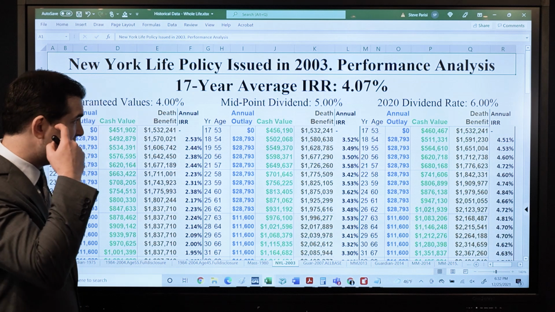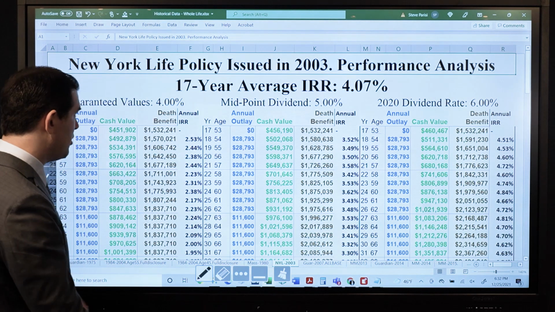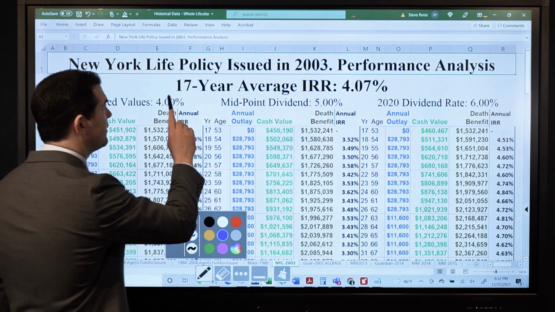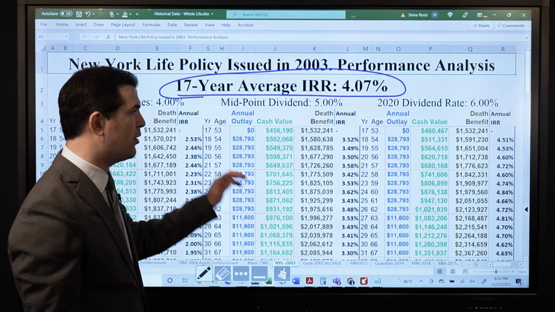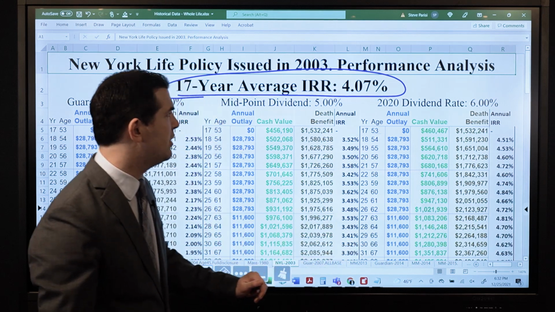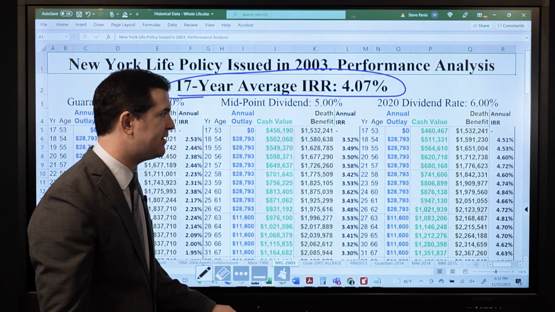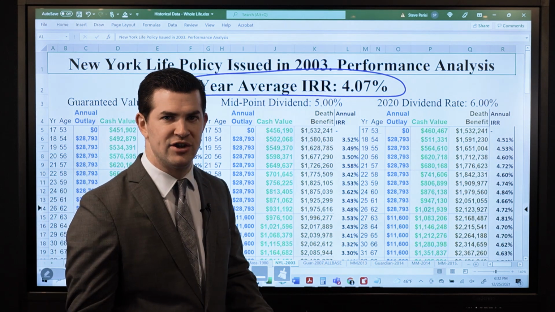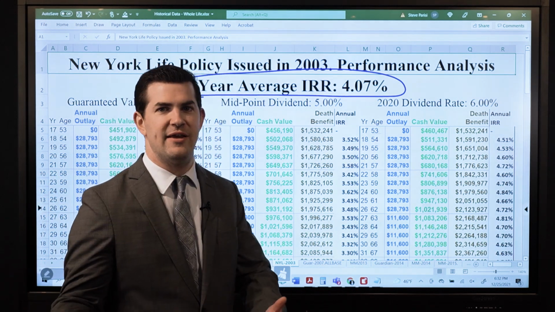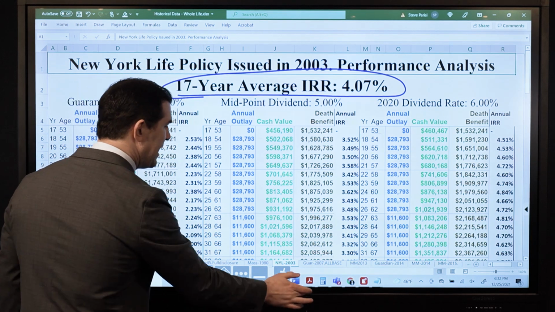Here's a New York Life policy where the IRR to date through 17 years is just over 4%. And then what we also ran was the projections moving forward. How we got the 4.07% is we took the individual's total payments each year, his total cash value based on a statement at the time, and that's where the 4.07% IRR came from.